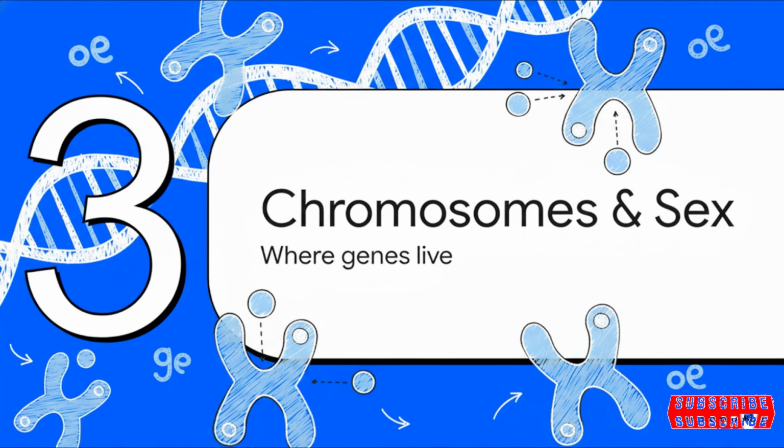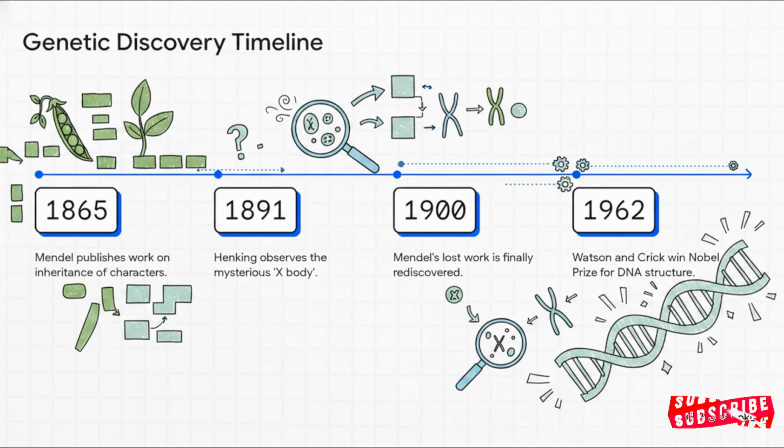Section 3, Chromosomes and Sex Determination. Let's look at the actual chapters of our instruction manual. It took decades to piece all this together. Mendel published his work in 1865, but honestly it went largely unrecognized.